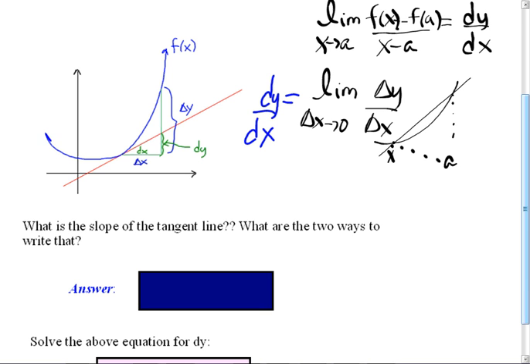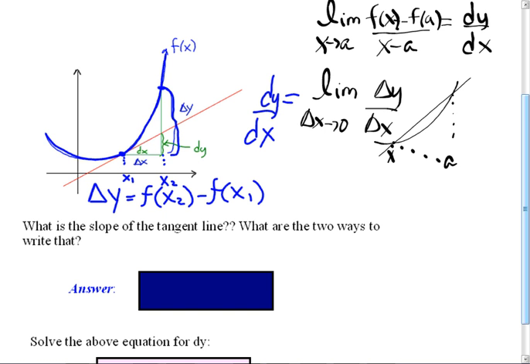Here is my function, which is growing at a faster and faster rate. And if I'm looking at this point here and this point here, then the distance on the y values is called just the change in y. What is change in y? Call this point x1. Call that point x2. What is change in y? It's f of x2 minus f of x sub 1. There's nothing new here. That's just the change on the function of the y coordinate.